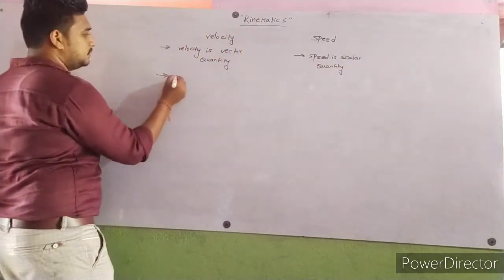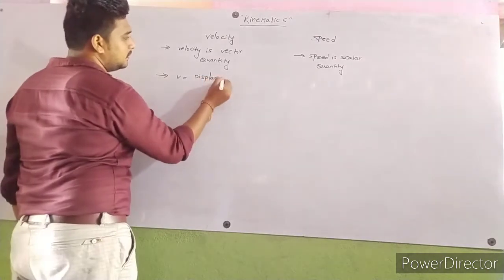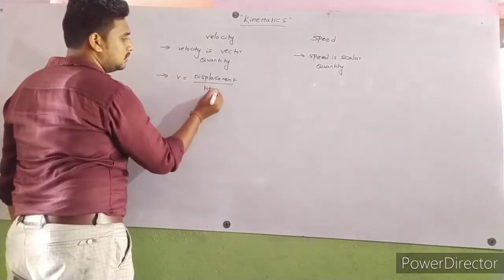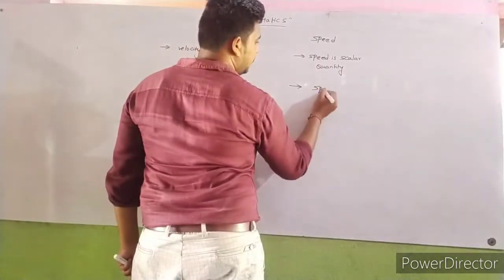Velocity means displacement by time. Speed means distance by time.